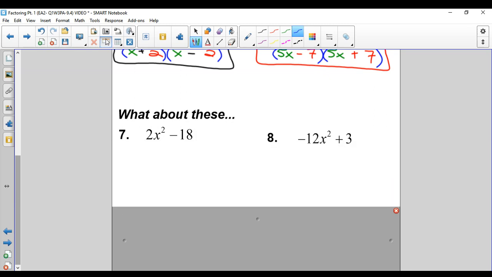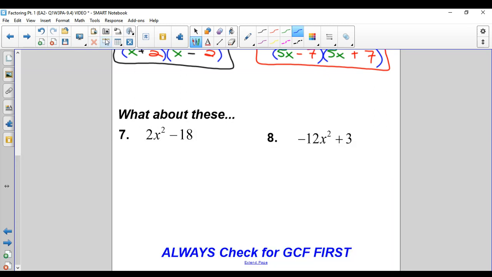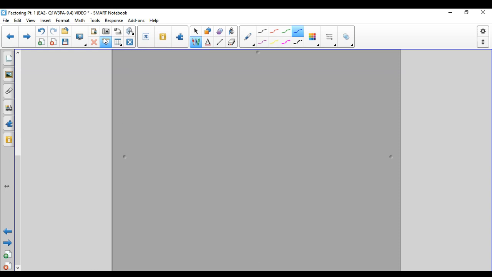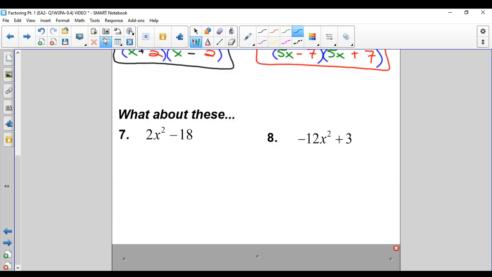Next two, last two on this slide. What about these ones? Both of these, 2 and 18, are not perfect squares. 12 and 3 are not perfect squares. But like the first video, we have a greatest common factor. We take out a greatest common factor, in this case it's 2. We look at what's left over. We realize what's inside is perfect squares.